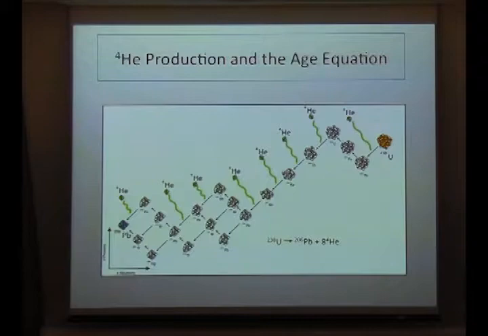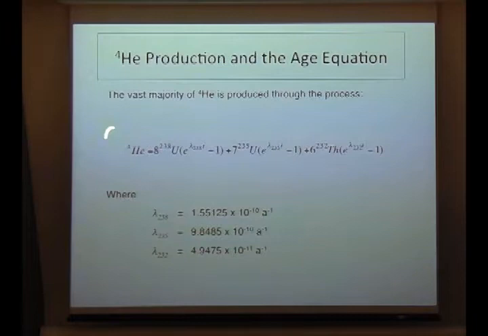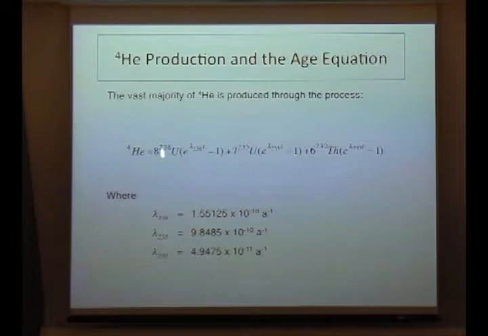So this is what you end up doing then. The helium that is in any particular crystal is a function of the amount of uranium-238, 235, and thorium-232 for the most part. Samarium also makes a difference, but we can ignore it for these purposes. And then these are the same kind of age equations that we've seen in almost all of these talks. But you can see the modification is that we get 8 out of every uranium-238, and 7 and 6 respectively out of the other isotopes.